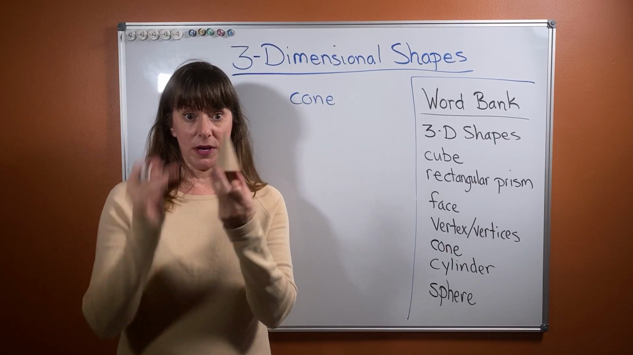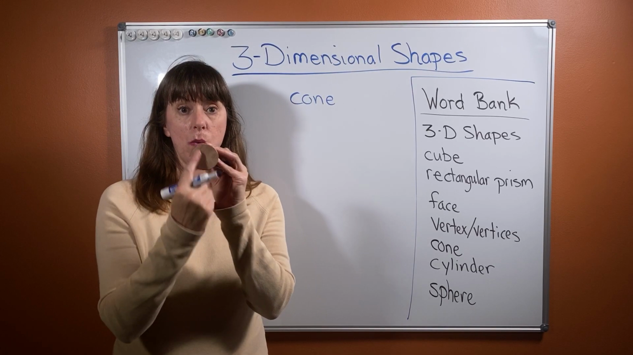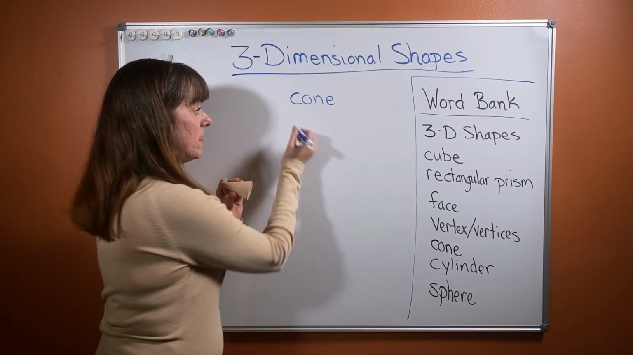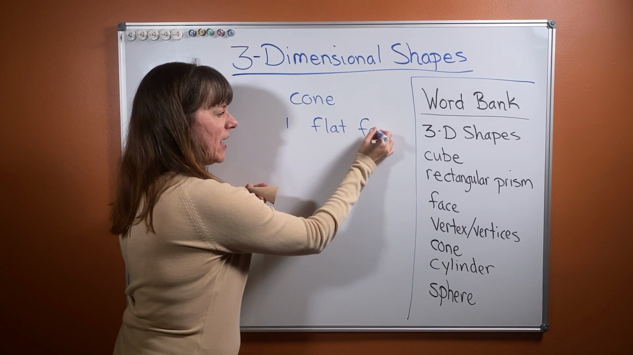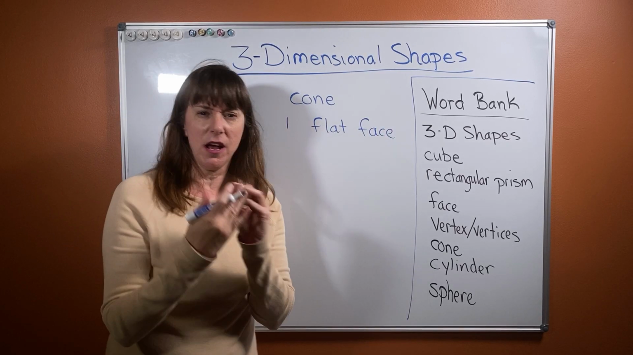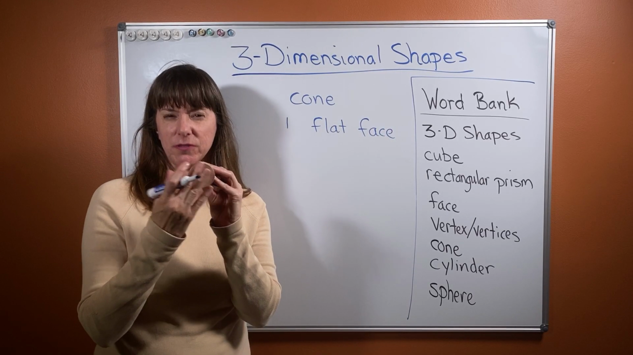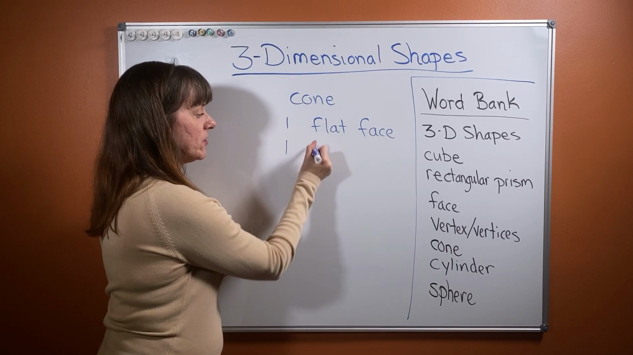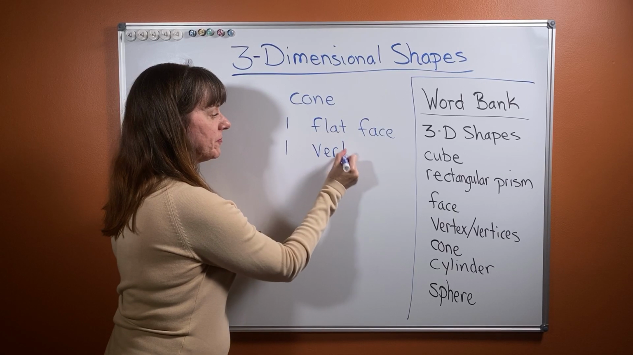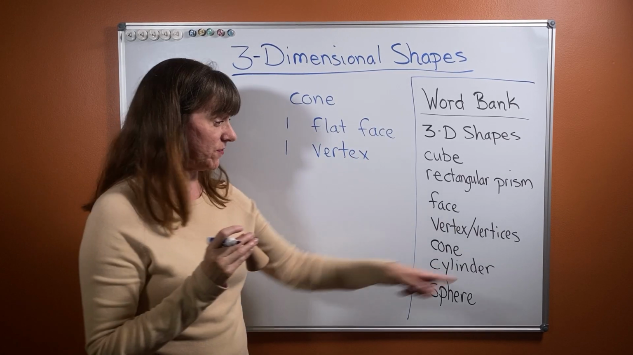It is a 3-dimensional shape. It is solid. It has one flat face, and I'm going to use the word flat face on purpose. All of the faces for the cube and the rectangular prism were flat. And it has one vertex. I have to say vertex because it is one. It is not vertices. Vertices is plural.